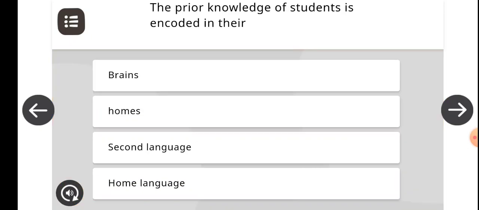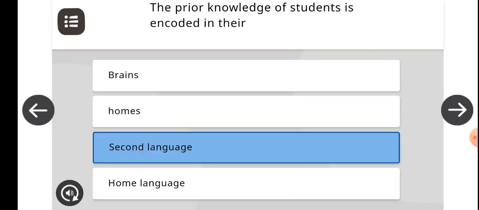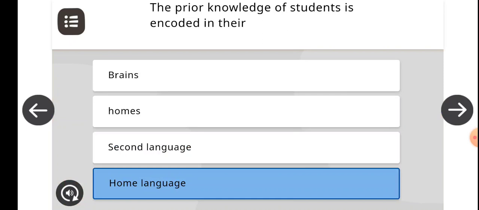Next, the prior knowledge of the student is encoded in their brains, or in their homes, or from the second language, or from the home language. The prior knowledge of the student is encoded in their home language, because the very first knowledge which the student gets in the initial stages obviously comes from his or her home. So the mother tongue or the home language is useful to get the prior knowledge of the student. So home language is the right answer.